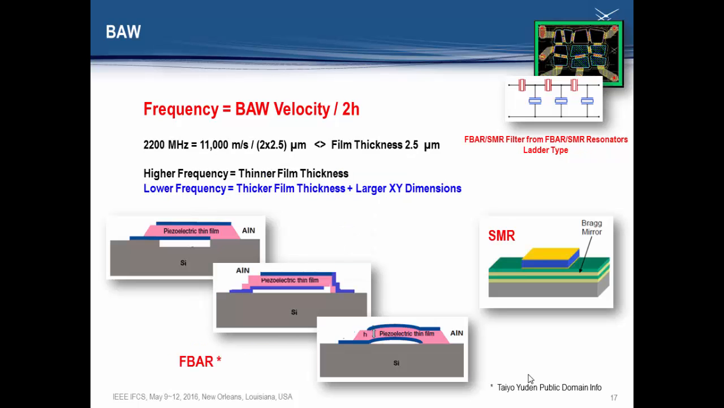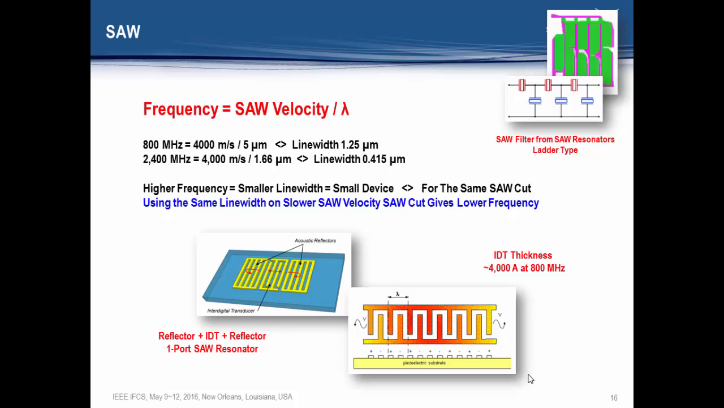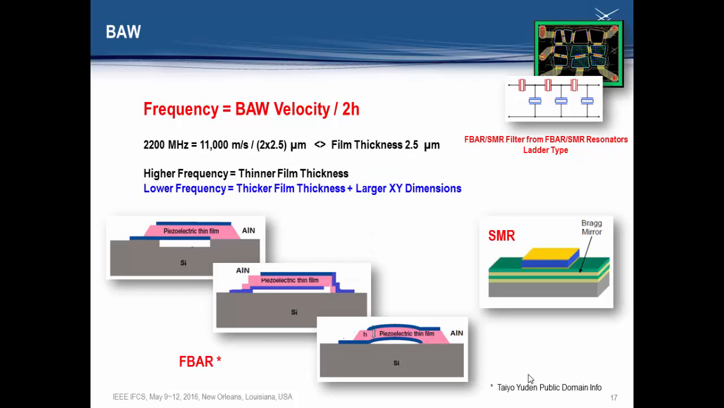And then once you have a SAW, a one-port SAW resonator is the building element for a filter. So you build the SAW resonators, and then you cascade them and they become a SAW filter. You can see that on the top right there.